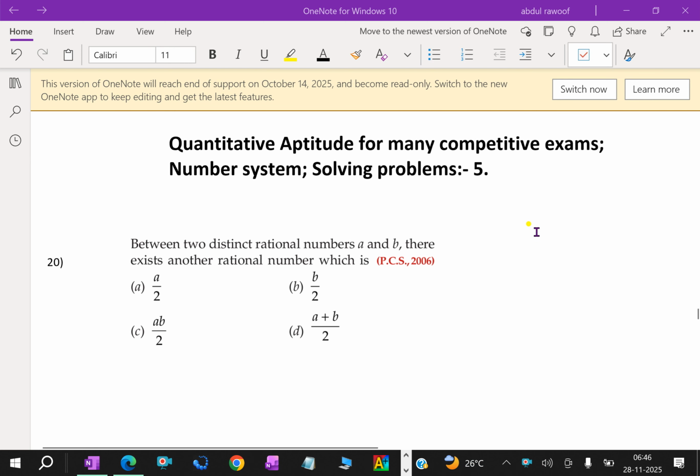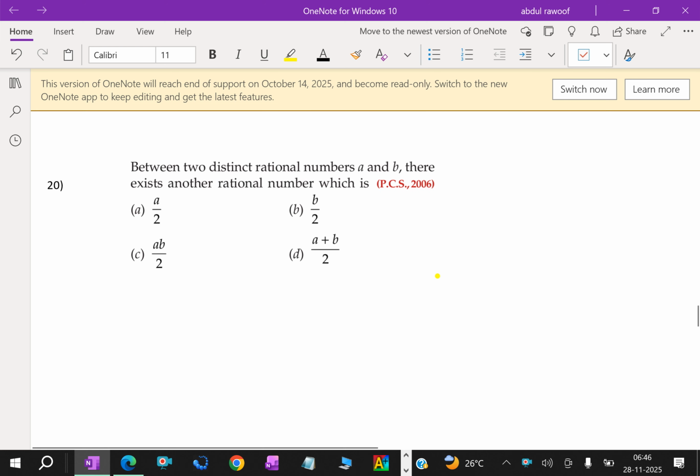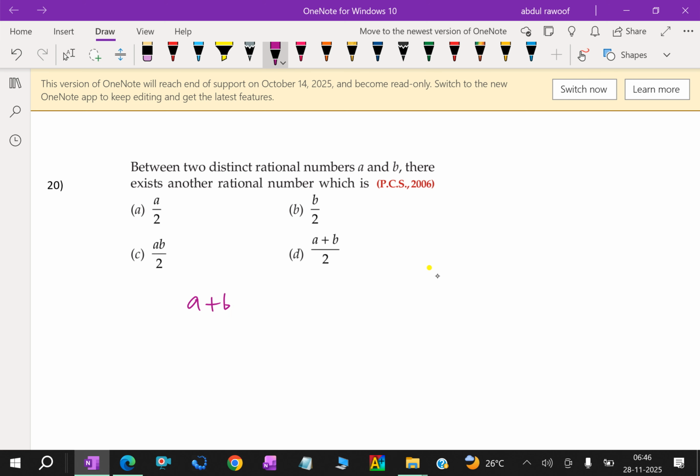Look at these questions. Between two distinct rational numbers a and b, there exists another rational number which is here. A rational number between two rational numbers a and b is this. First, we'll take the average of those numbers, that is (a plus b) by 2, is a rational number between these two. Here a by 2 is not possible because it may be less than a. It is less than b. This product is more than a and b. Between them is this. So option D.